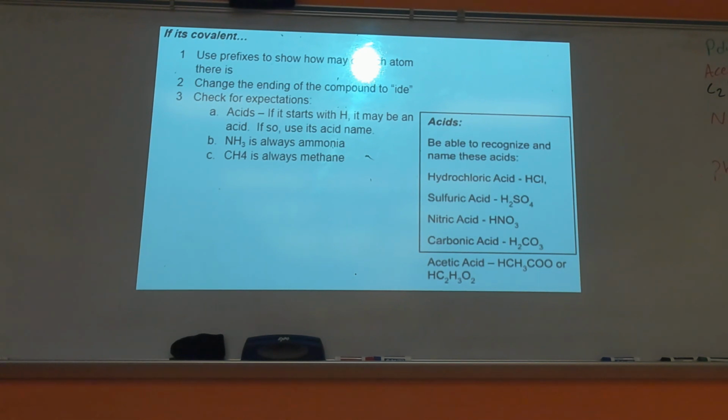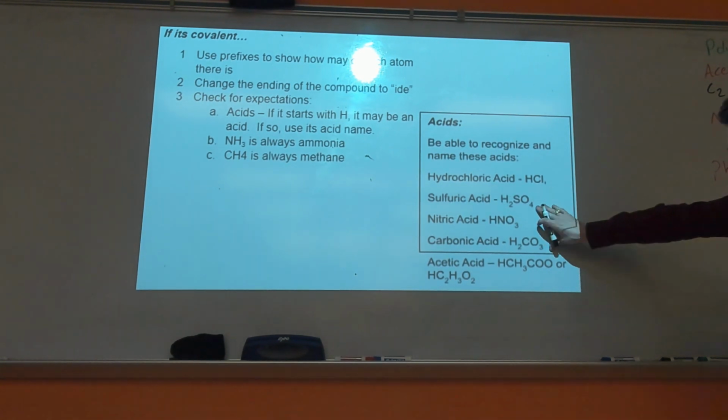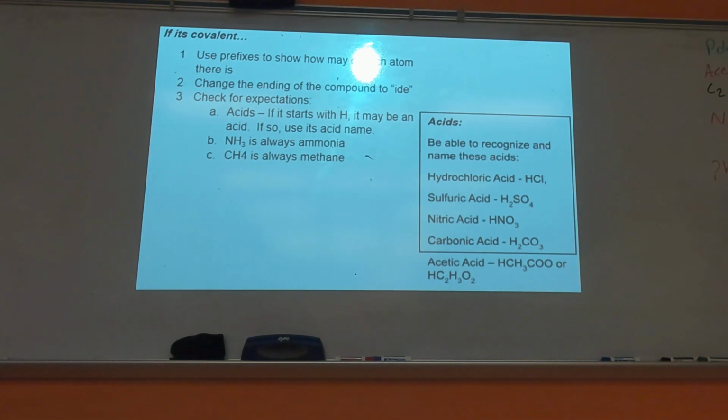So first bullet point, use prefixes to show how many atoms. Second, change the ending to -ide, just like we do with ionic naming. And number 3, check for the exceptions. So letter A there, let's talk about the acids. These are the acids you have to memorize, along with these. Now, fortunately, these actually go together.